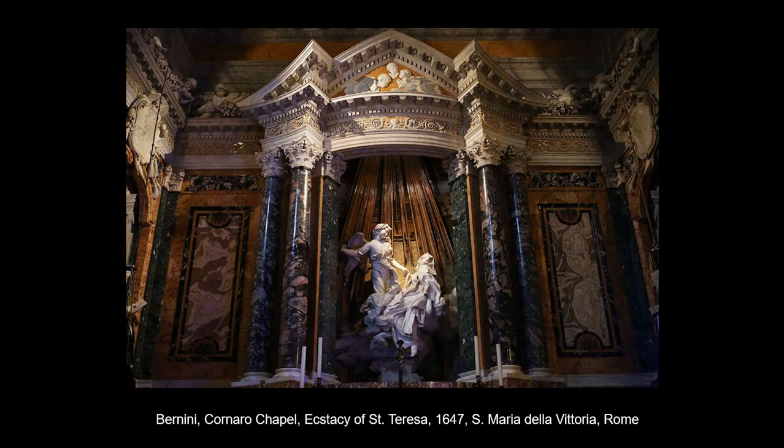So everything is focused in around this scene. Let's take a look at the architecture. First of all, you have polychromy. You have a wide variety of marbles, giallo antico, serpentine, white marble, all these different marbles creating this very variegated scene. It's not just all plain white marble.